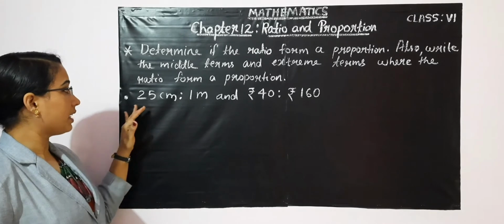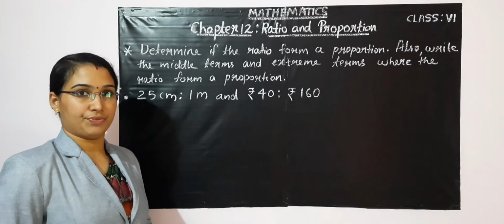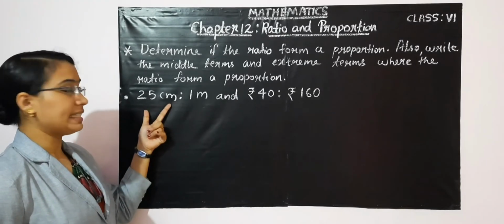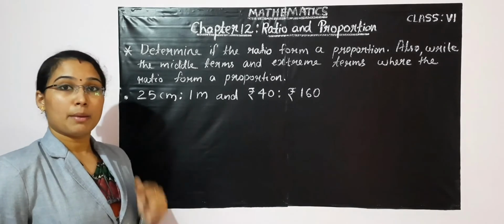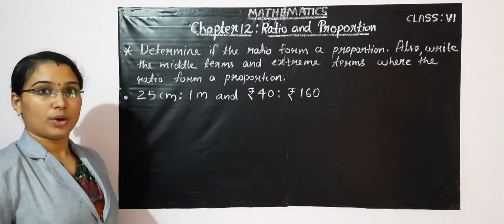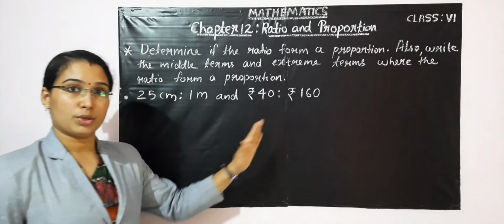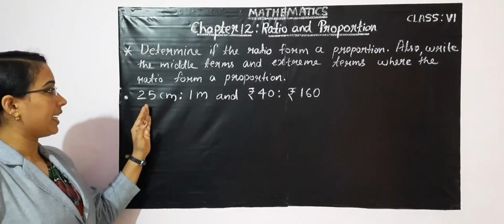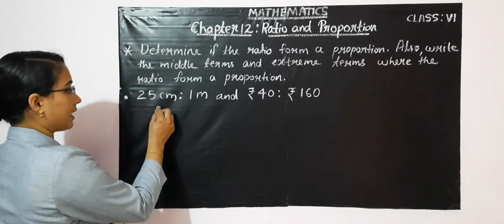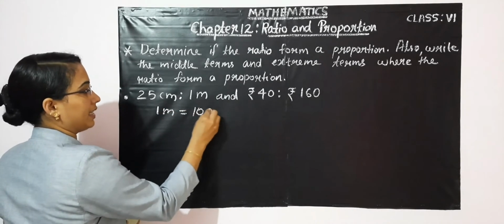For that we want to find out the simplest form of the given ratio. Okay. So before that, first we want to check the given units are same or different. Here 25 centimeter is to 1 meter. One is in centimeter and one is in meter. So first we want to change this unit same. Okay. Here rupees 40 and rupees 160 both are same. So no more changes. Here we want to change 1 meter into centimeter. Okay. So we can write 1 meter equal to 100 centimeter.